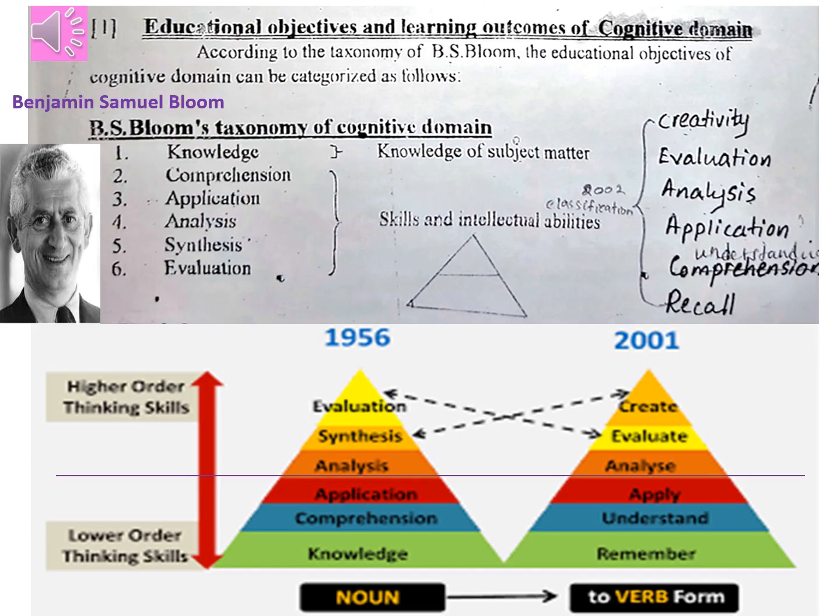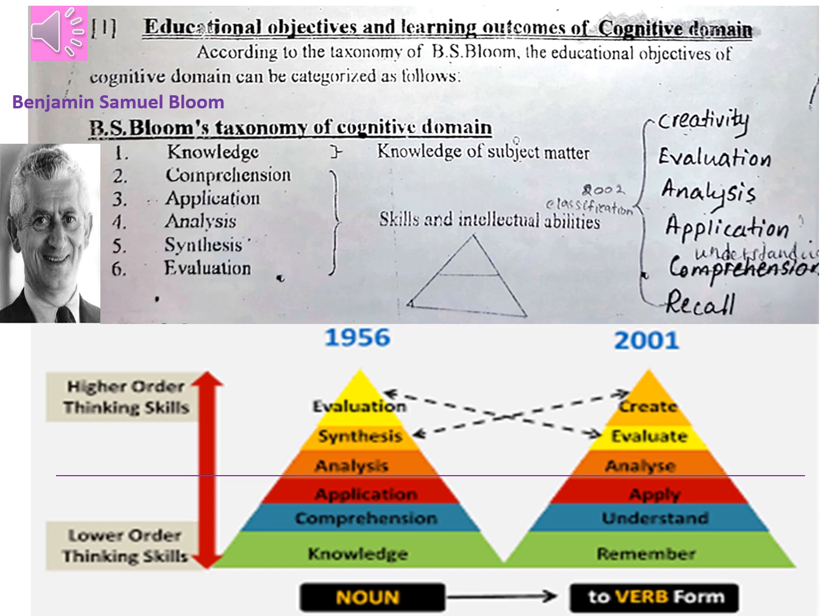Now we'll study these domains one by one. First one, educational objectives and learning outcomes of cognitive domain, right? Educational objectives means prior to the lesson we have some targets, and at the end of the period or the lesson or the year the student gains some experiences. They are learning outcomes, and the learning outcomes should match the objectives, right? So under cognitive domain, there are certain objectives that we have to have.